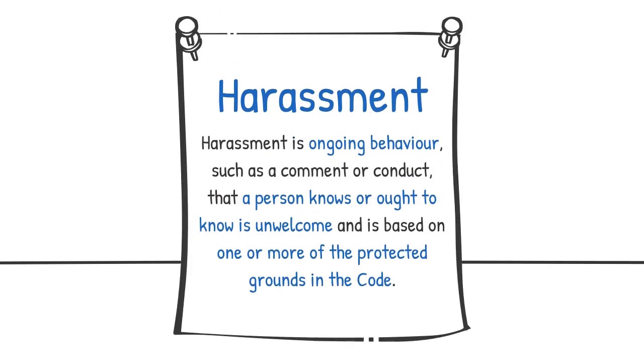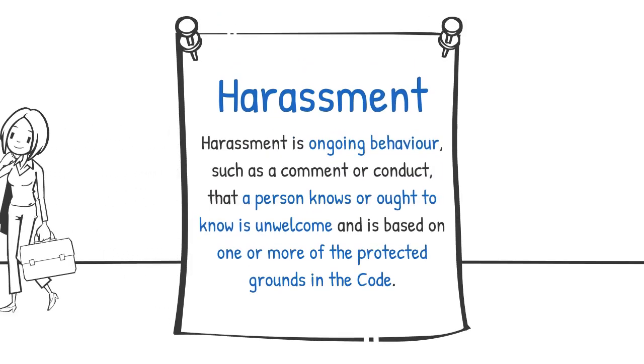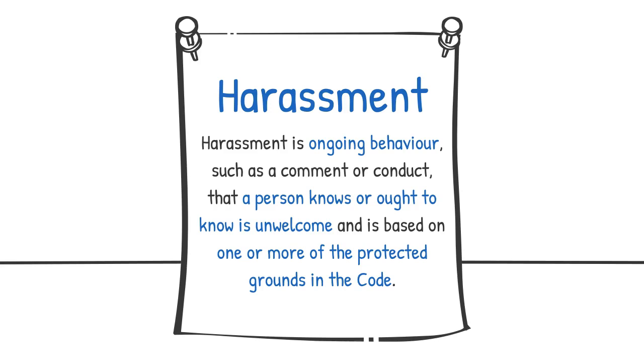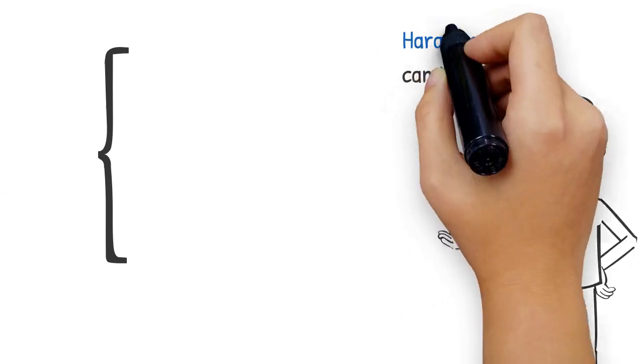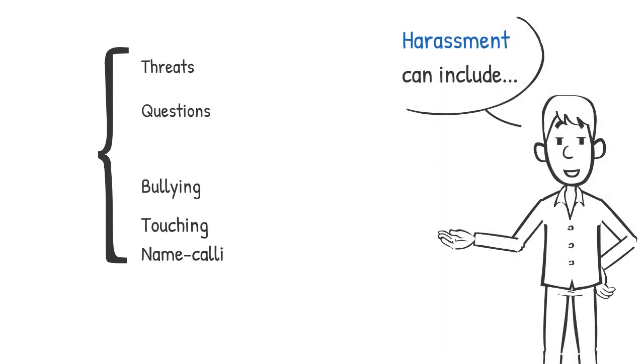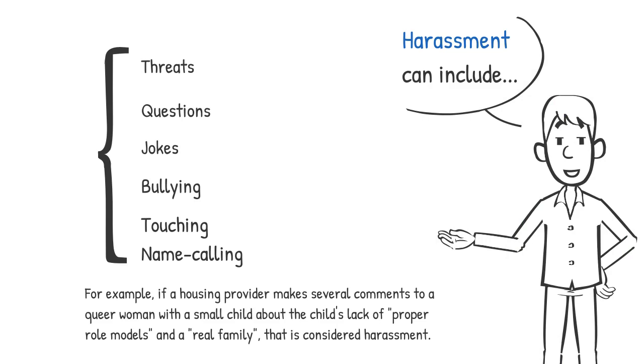So what is harassment? Harassment is ongoing behavior, such as a comment or conduct that a person knows or ought to know is unwelcome and is based on one or more of the protected grounds in the Code. Harassment can include threats, questions, jokes, bullying, touching, and name-calling, among others. For example, if a housing provider makes several comments to a queer woman with a small child about the child's lack of proper role models and a real family, that is considered harassment.